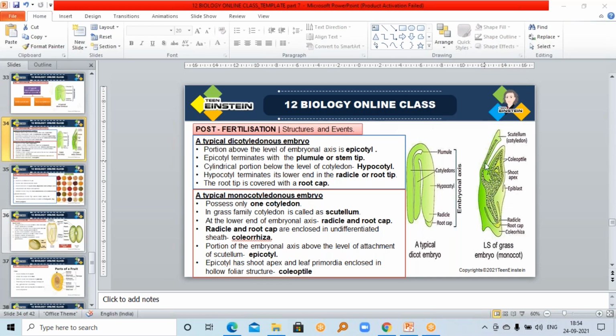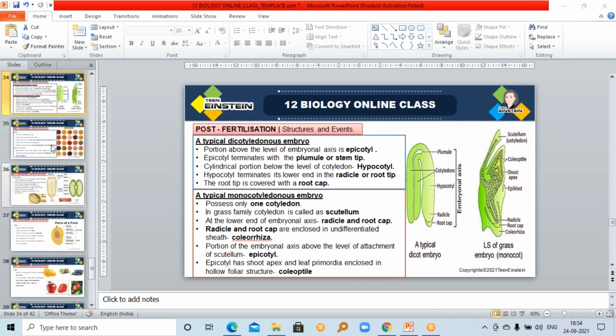So here, on the lateral side, scutellum is present, and a foliar structure inside which shoot apex and leaf primordia are present. That is called coleoptile. Then radicle and root cap are at the downside, and that root cap is covered with an undifferentiated sheet called coleorhiza. Got it?